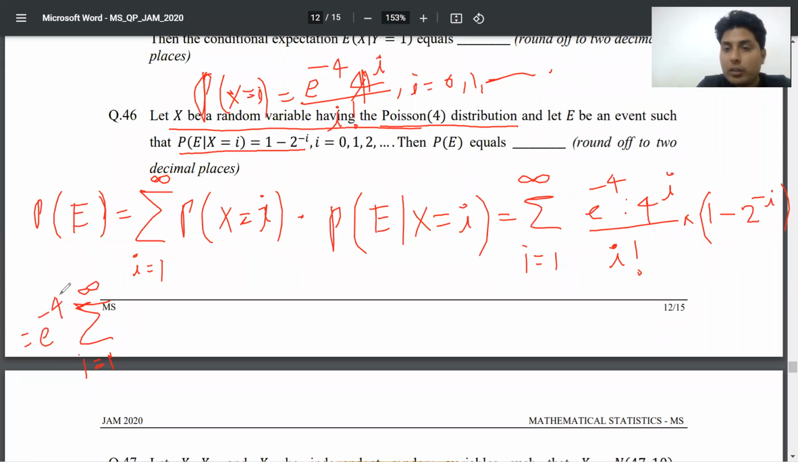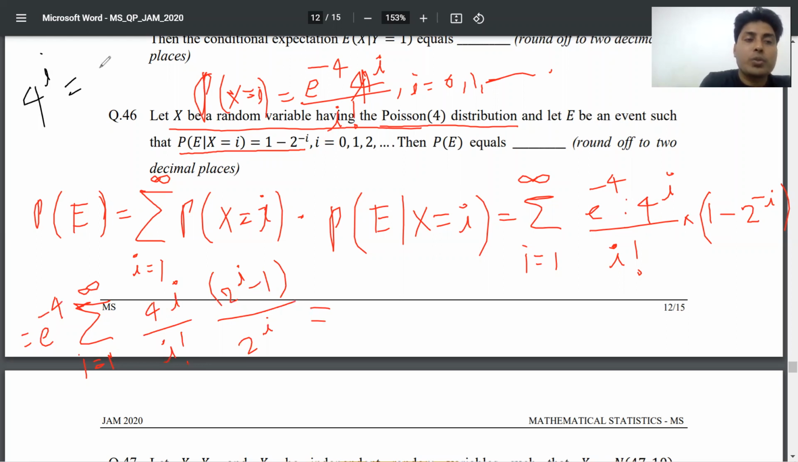So e raised to the power minus 4 can be taken out. Now we are left with 4 raised to the power i upon i factorial. 2 raised to the power minus i can be written as 1 upon 2 raised to the power i, and we can take the LCM. So after taking the LCM, it is 2 raised to the power i minus 1 over 2 raised to the power i. If we cancel, we get 4 raised to the power i upon 2 raised to the power i. 4 raised to the power i can be written as 2 raised to the power 2i, since 4 is 2 squared. So 2 raised to the power 2i upon 2 raised to the power i.